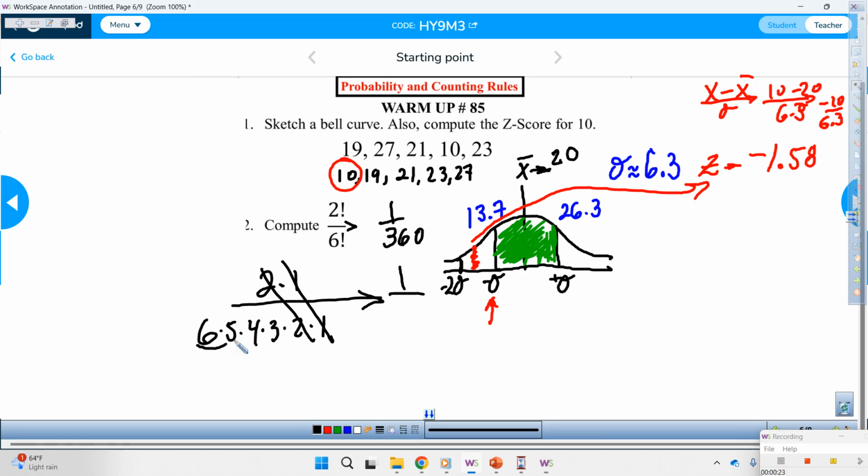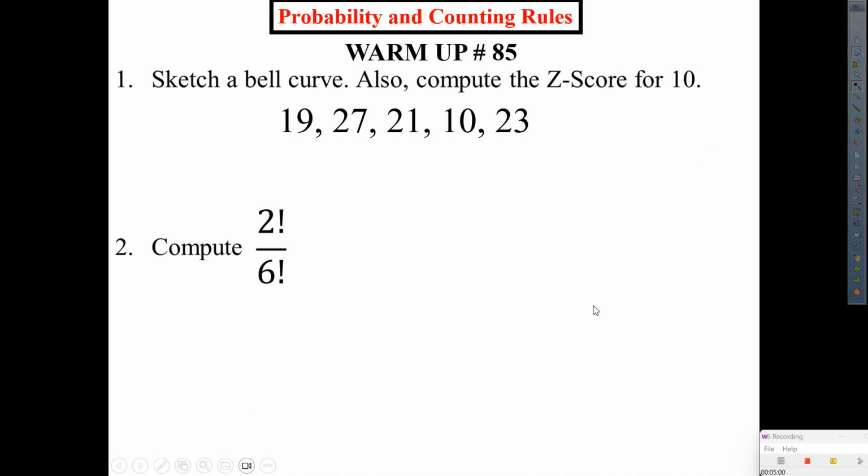So what is 6 times 5? That's 30. Times 3, that's 90. Times 4, that's 360. All right, we good? Yeah? Send in your warm-up and copy the agenda. Warm-up number 85. We're done with that.